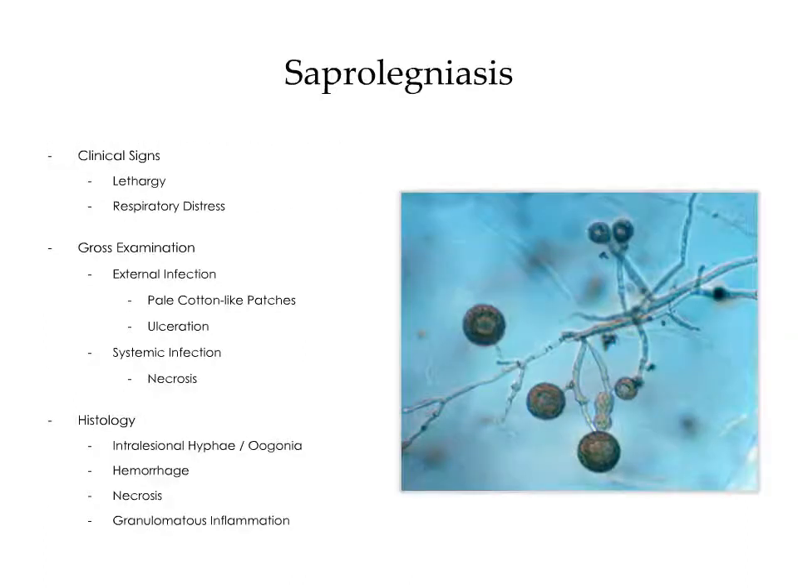Clinical signs associated with saprolegniasis include lethargy and respiratory distress. On gross examination, external infections are characterized by patches of cotton-like growth with associated ulceration of the skin. Systemic infections are associated with scattered foci of tissue necrosis. Histologically, you'll see large numbers of intralesional hyphae and oogonia associated with hemorrhage, necrosis, and granulomatous inflammation.